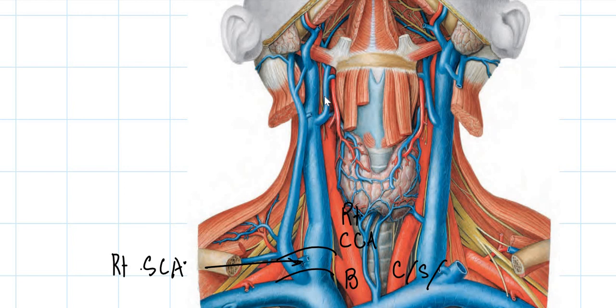Okay, so here you can see much better the superior thyroidal artery. This is the first branch. So that's the superior thyroidal artery.